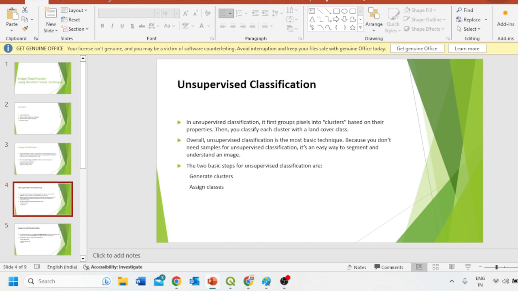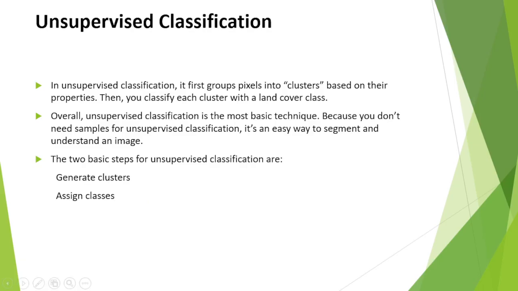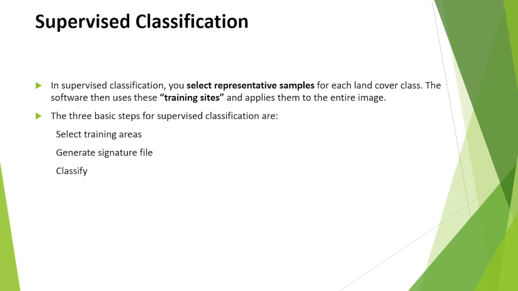I explain about the unsupervised. Unsupervised means the task of the software is more. We tell the software how many classes we need to assign. So the software makes the classes, and then we have to assign them. In supervised classification, we first of all make some samples. Samples are actually called signatures. Now, what are signatures? Signatures are called representative pixels.